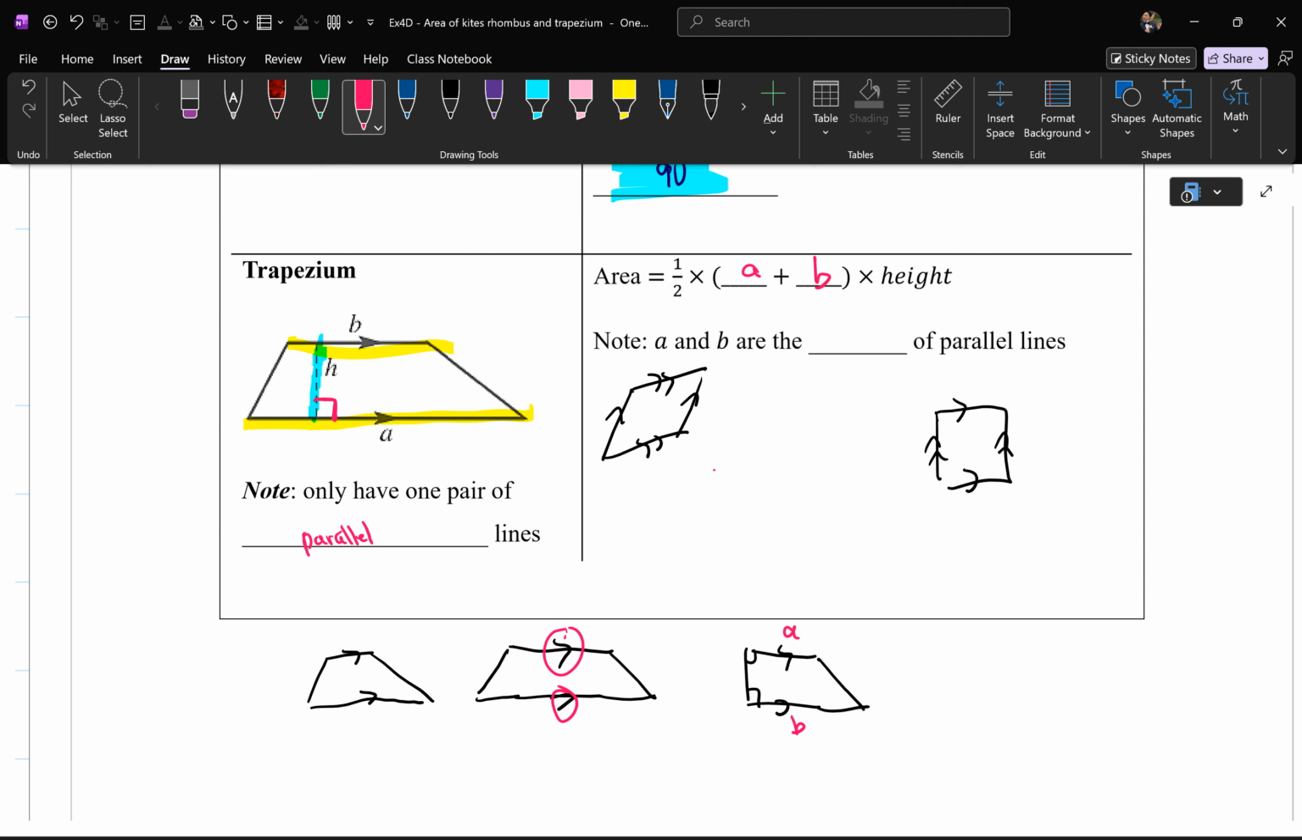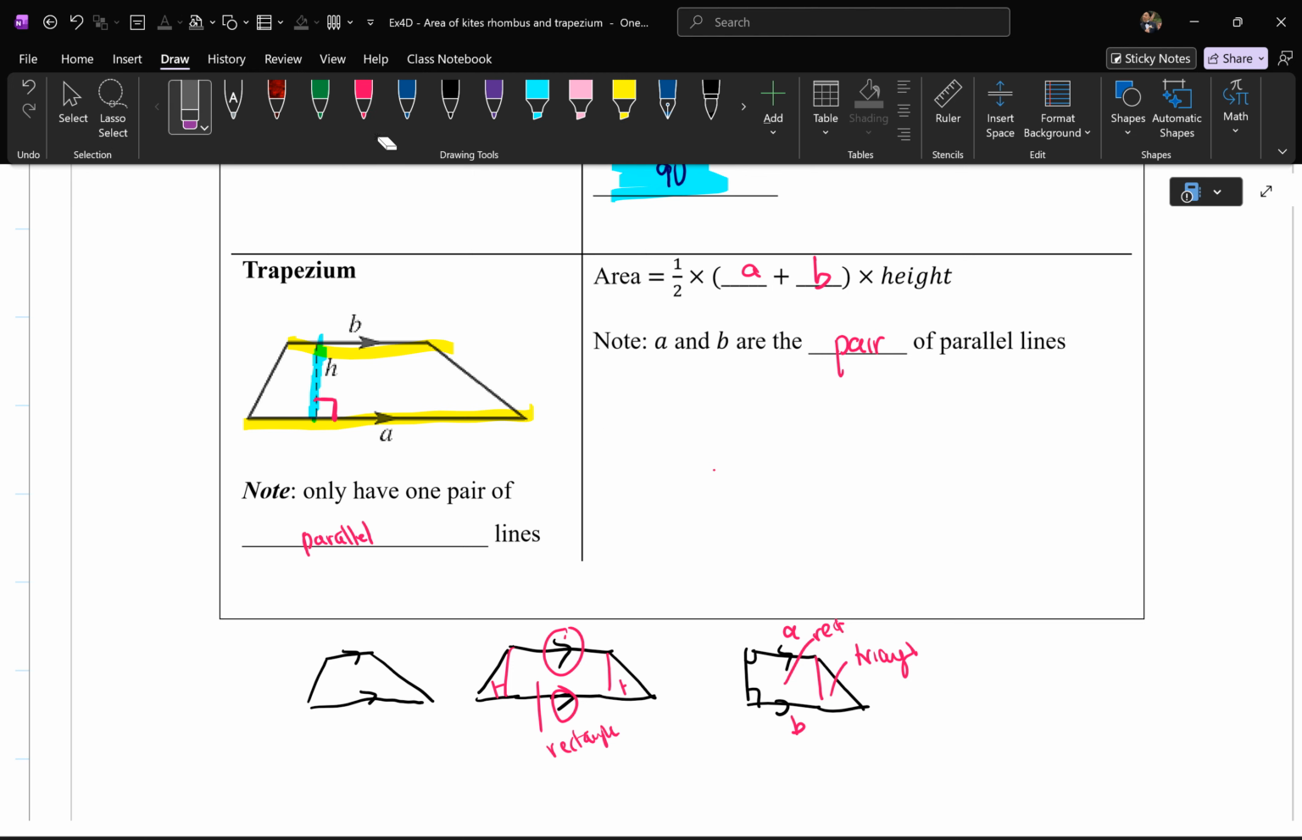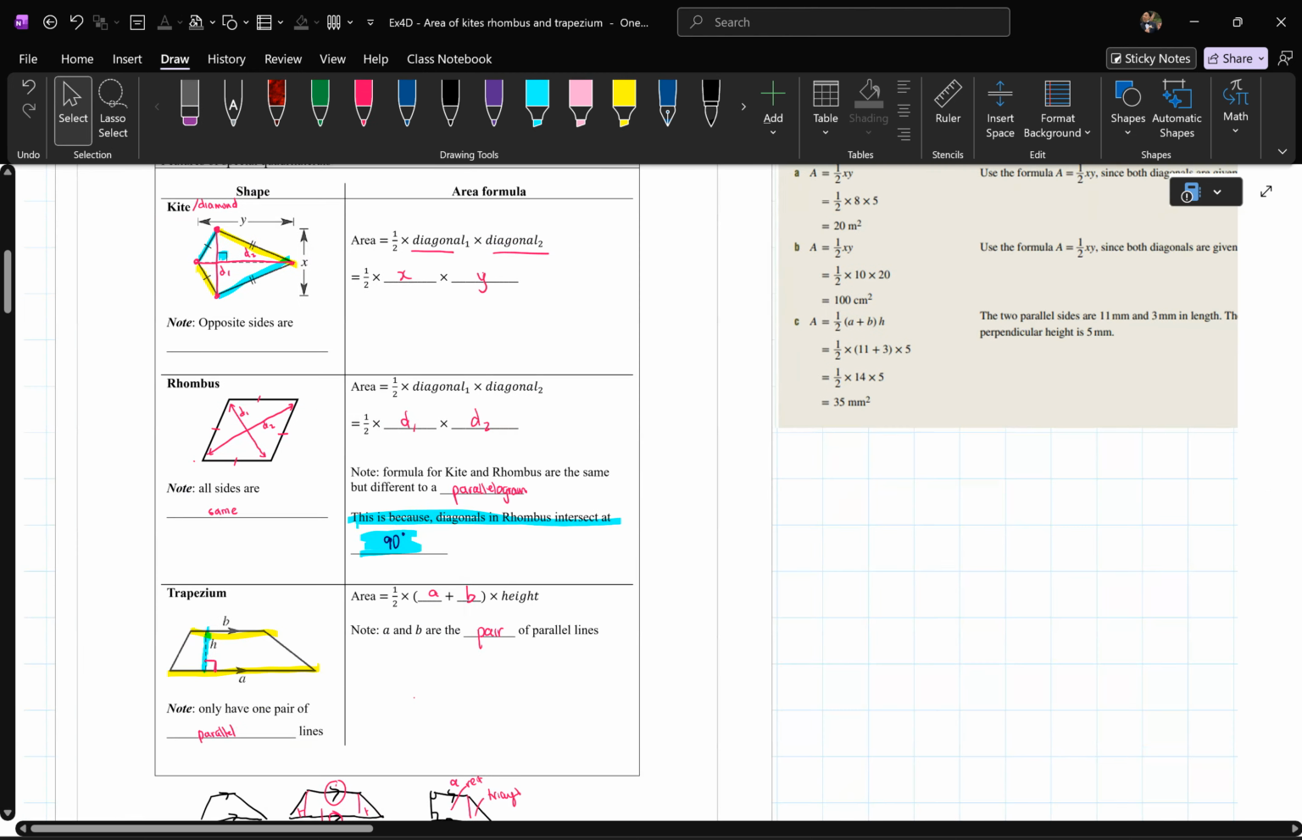a trapezium. The long way to do it is if you actually cut it into a triangle and a rectangle, or two triangles and a rectangle. That's a longer way of doing it. Okay, but you can get the formula, which is this one. It'll be much quicker to do. Okay. All right, so A and B are the pair of parallel lines. And that pretty much concludes the formulas that you need to know.